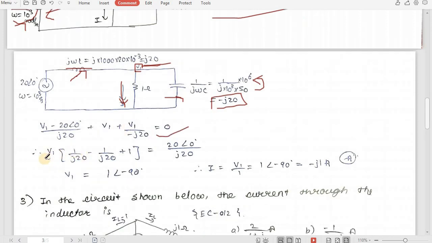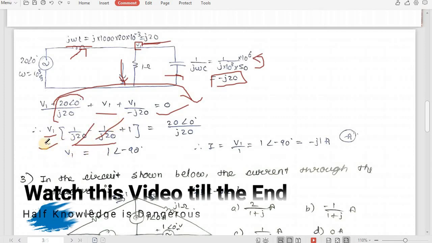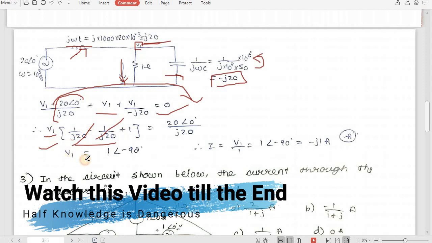Now if we take V1 on one side, we will get V1 in bracket (1 upon j20 minus 1 upon j20 plus 1) is equal to this term. It will be 20 angle 0 upon j20. This minus will be converted to plus as we take this term to the other side. Now if you try to simplify it, you can see this term and this term will get cancelled, and you will have 1 into V1. So it will be V1 equals to this, 20 gets cancelled.